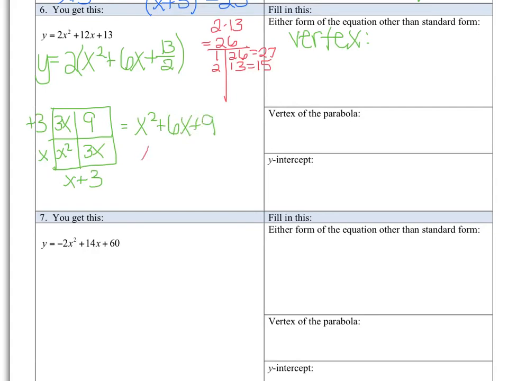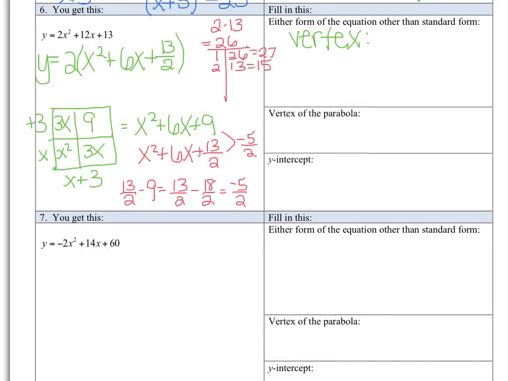But what we want is x squared plus 6x plus 13 halves. So I need to do 13 halves minus 9. And you can do this in your calculator, or take 13 halves and then make 9 a denominator of 2. So I'll have 18 halves. 13 minus 18 is negative 5, so I'm going to have negative 5 halves. So I have to subtract 5 halves in order to go from x squared plus 6x plus 9 to x squared plus 6x plus 13 halves.